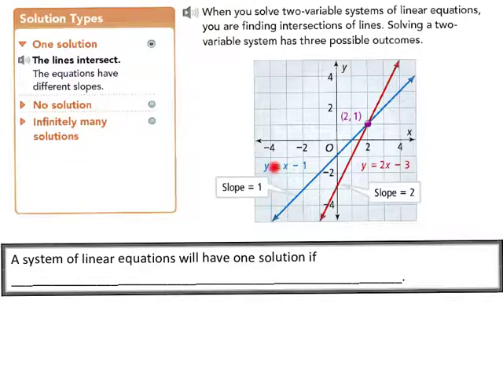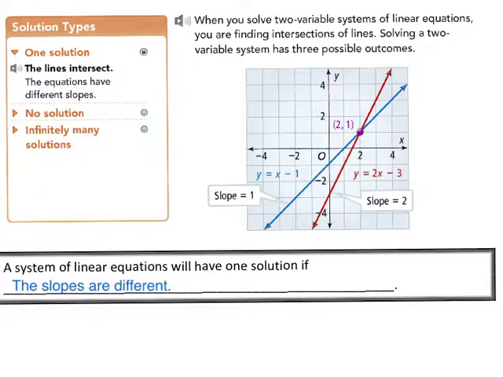If you look at the equation here, the slope of the line is 1. The equation here, the slope of that line is 2. So a system of linear equations will have one solution if the slopes are different. Be sure to get that copied down before moving on in the video.